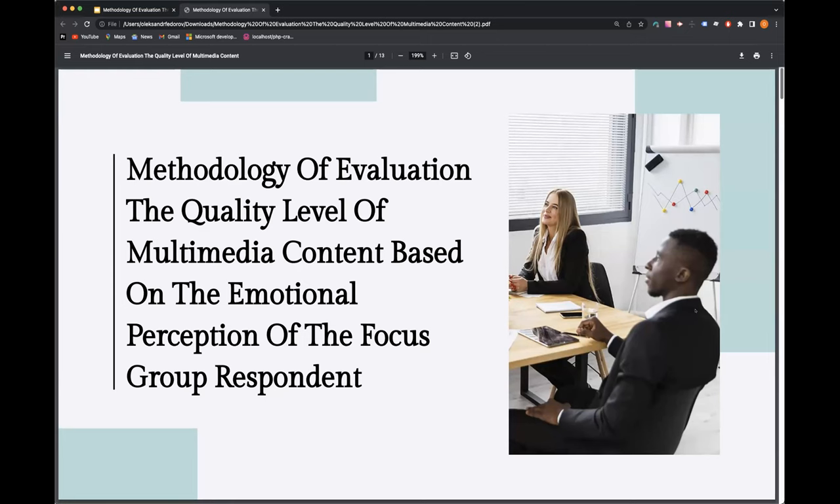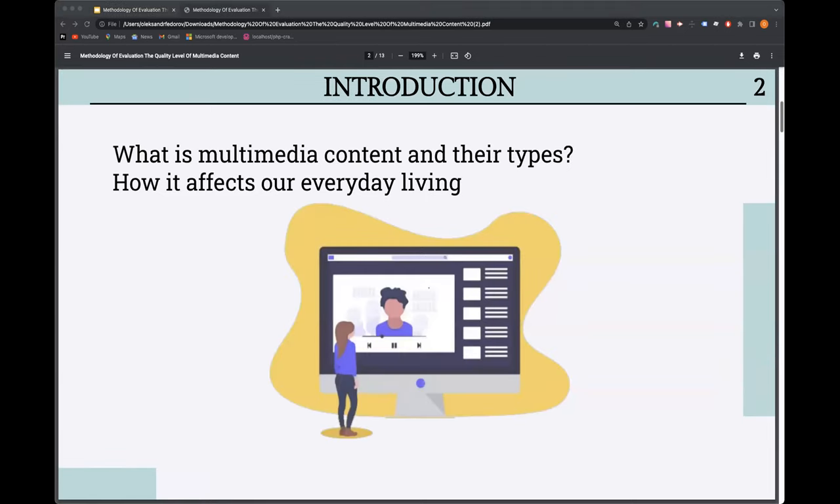Yes. Okay, hello everyone. Today I'm going to be talking about the methodology of evaluation of the quality level of multimedia content based on the emotional perception of the focus group respondents. Multimedia content is a collection of interactive content data in video and photo format in combination with audio, and it plays an important role in the everyday life of every person.